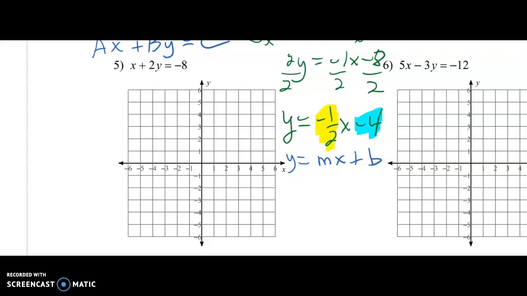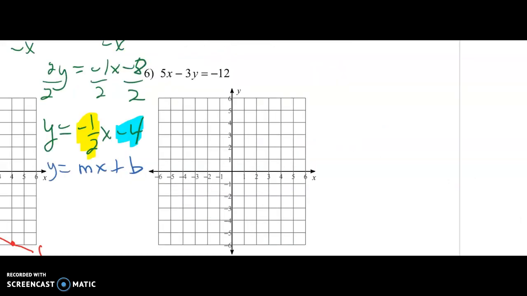All right, so we're going to graph the y-intercept at -4, and then slope down 1 to the right 2, down 1 to the right 2, or up 1 to the left 2. There's enough points here where we can accurately graph our line. All right, moving on to the next example.